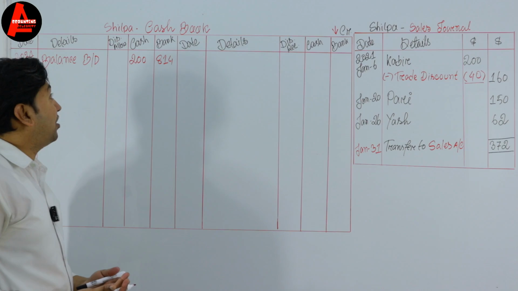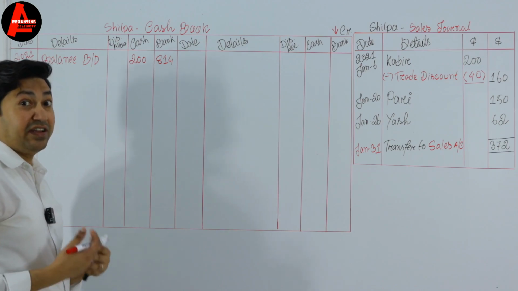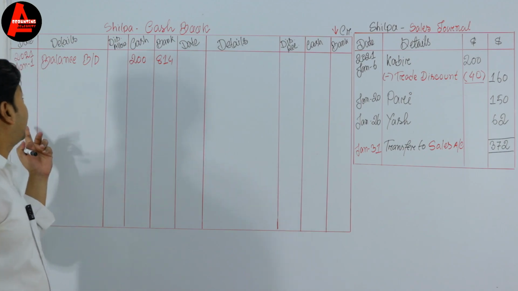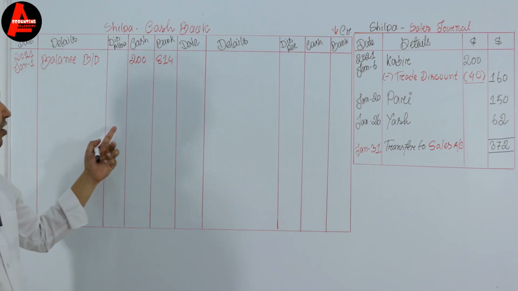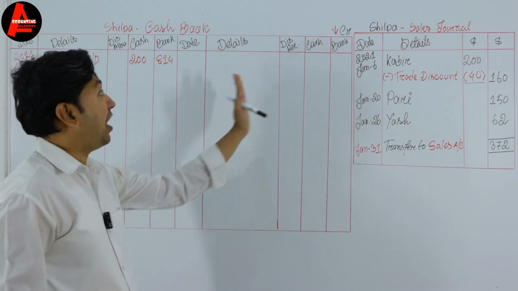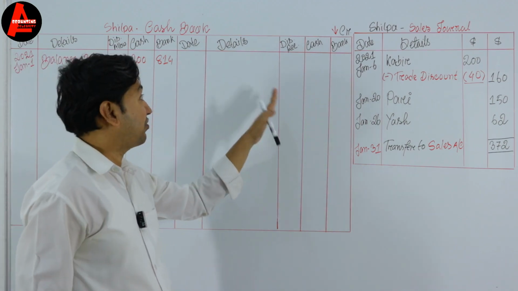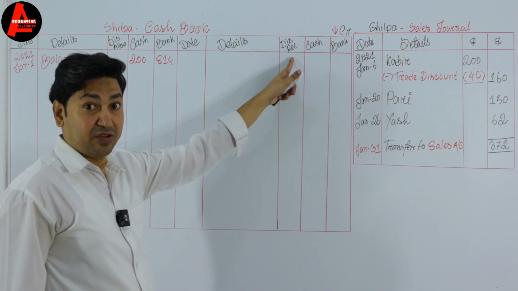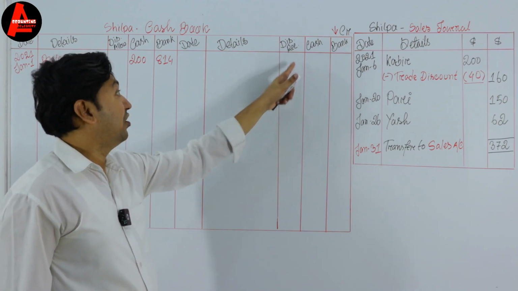Here it is the discount allowed column. There is no opening balance for discount allowed. It is an expense. You know this format already. On the debit side, we have date, detail, discount allowed, cash and bank columns. These are debit columns, and we have the same on the credit side. These are credit columns, but here it is discount received. That is the only difference.